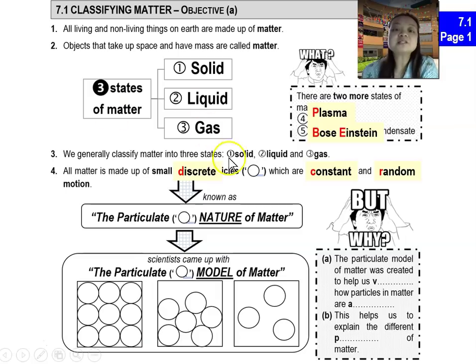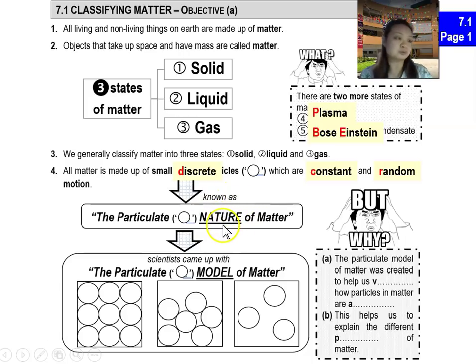Now, these small discrete particles are what is known as the particulate nature of matter. In English, nature actually means the way something behaves. So the way a solid, liquid, or gas behaves really depends on these discrete particles. Scientists came up with a model known as the particulate model of matter to make it easy for us to see the nature of matter.